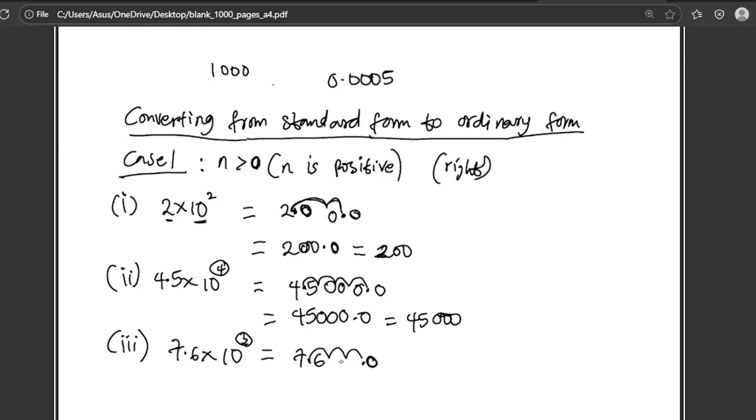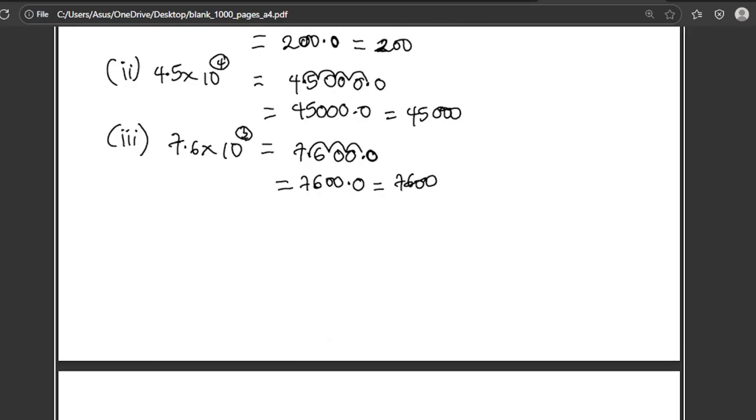Those empty curves, give them 0, right? 0, 0. Then you have 7, 0, 0. The decimal point is removed again. You have 7, 6, 0, 0. That's 7,600. And the 0 after the decimal point is insignificant. So that way we can convert standard form back to ordinary form. That's for the first case, when n is positive, greater than 0.